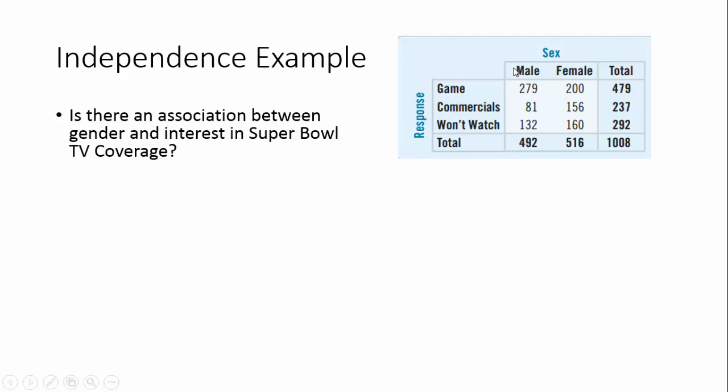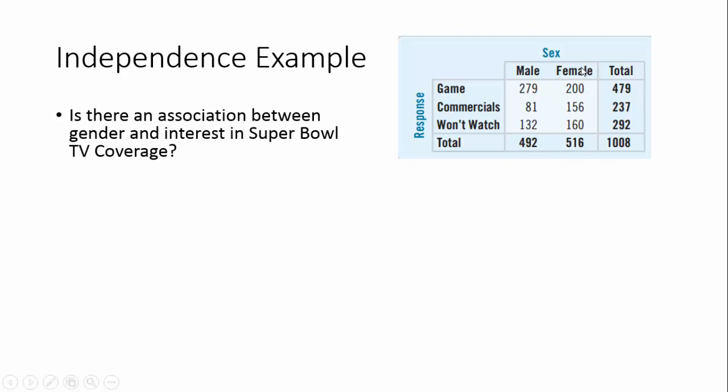Now, these numbers I need to look at a little bit more. So what I'm going to do is look at the conditional distribution of the response for the men. Let's look at all these men, 492. What percentage of the men were going to watch for the game, what percentage were watching for the commercials, and what percentage of men were not going to watch, of those 492, and do the same thing for the women.